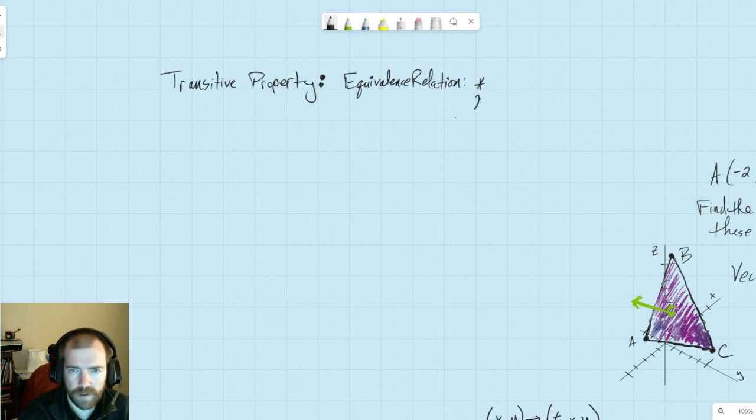So this could be equals, could be greater than, could be greater than or equal to, could be less than, could be less than or equal to, or something else.